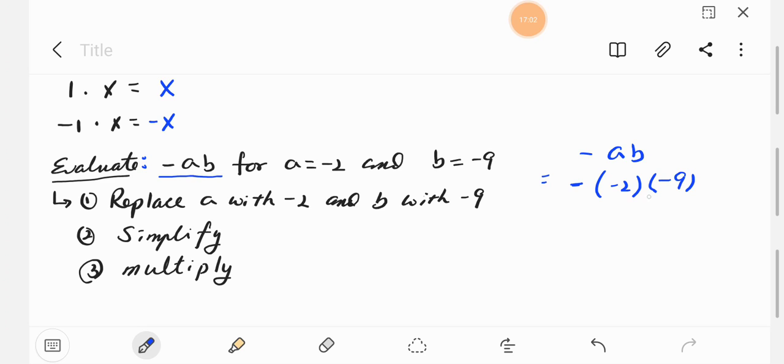And then since AB means A times B, this is a product. So a negative sign and then the product. And then simplify. All right, so look at this. Do you remember the opposite of a number? The opposite of -2 is what? The opposite of a negative number is positive, right?